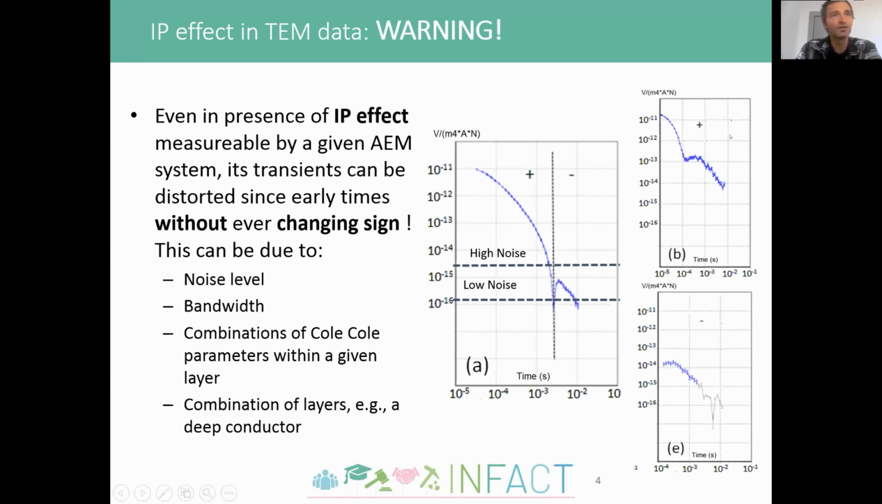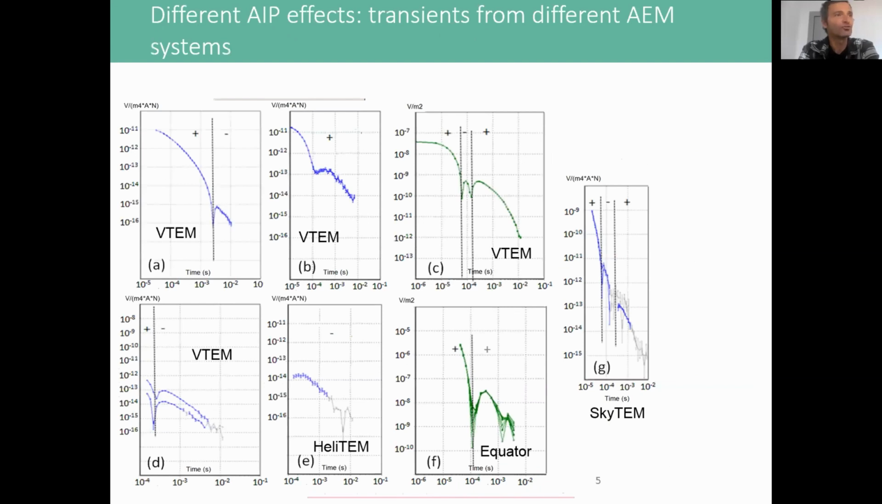Now, these transients on the right-hand side, they too represent IP effects. This one here never changes sign. Nonetheless, this is an IP effect. And this one never changes sign either because it starts and finishes negative all the way. I'll try to explain to you how this can happen as a consequence of a combination of the physical properties of different layers in a layered approach. These are all different types of IP effects on real data I've seen on different systems over the years. There's actually many more now.